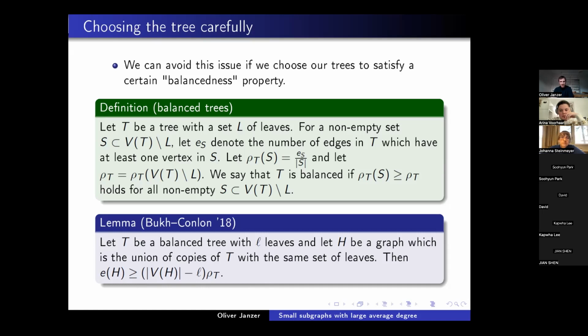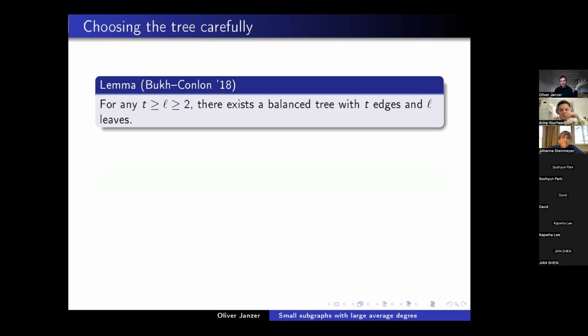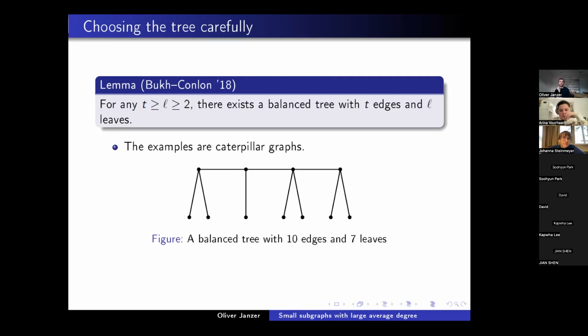So that's great, but do these exist? Yes, fortunately they do. It's another lemma of Book and Conlon. They prove that for any T and L, these exist, which is exactly what we need. For any number of edges and any number of leaves, you can construct such a thing. And one family of examples are caterpillar graphs, meaning there is a path, this top path, and there are leaves hanging from it. So it looks like a caterpillar where these leaves are the legs, I guess.